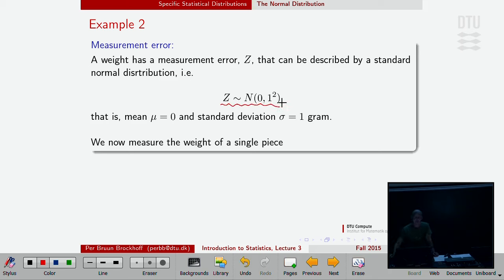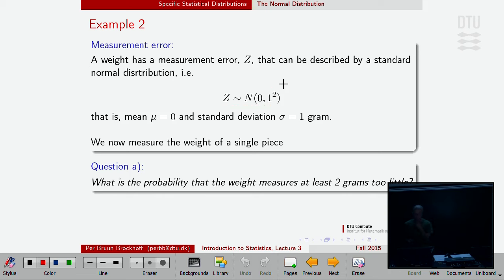For instance, we do weight measurements, and we believe that our weight measurements are not exact. They are random. They come with a certain measurement error. We model that measurement error for now by a standard normal distribution. So on average, our weight measurements are correct. The bias is 0 if you want. I mean, they are on target on average, but they come with a variability of 1. So we should try to think about what could happen.